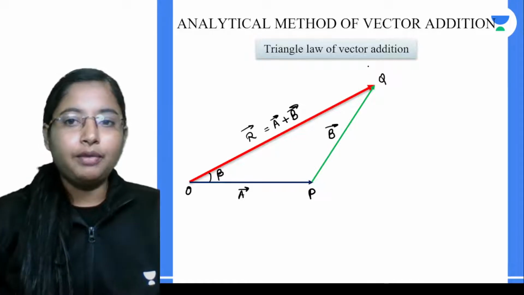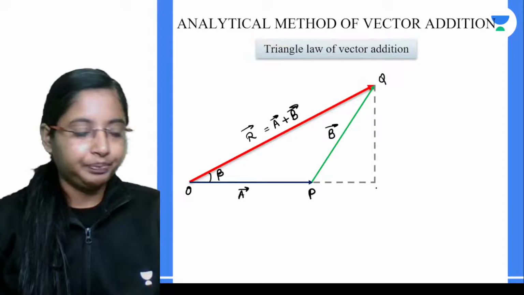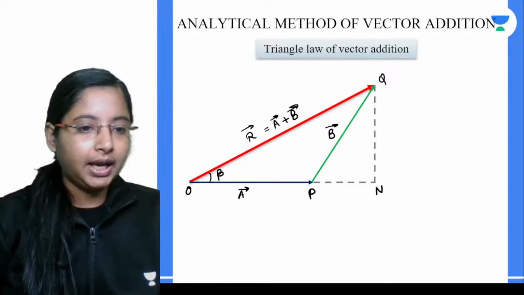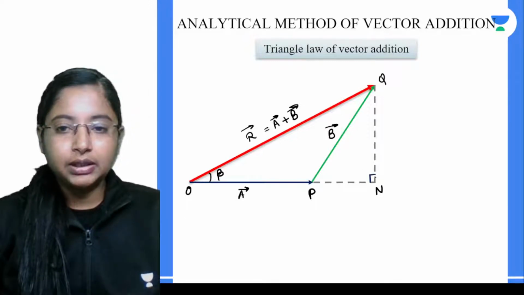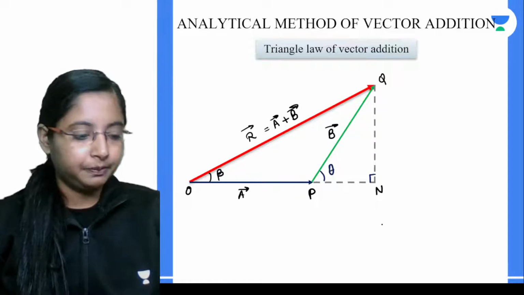So from this point Q over here, we are going to drop a perpendicular. Now let's say we drop a perpendicular and this is N. Now what we have is this side over here, this is 90 degrees. But we don't know what this angle is. Let's take it as theta.